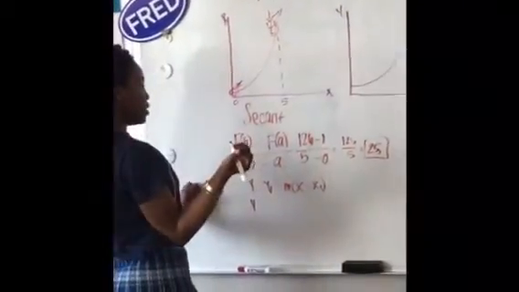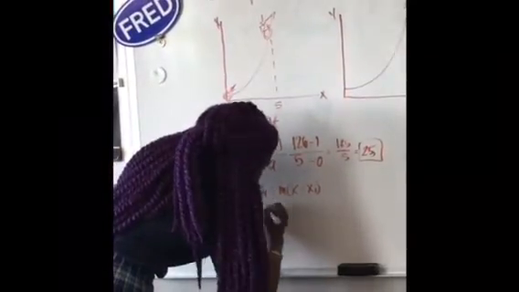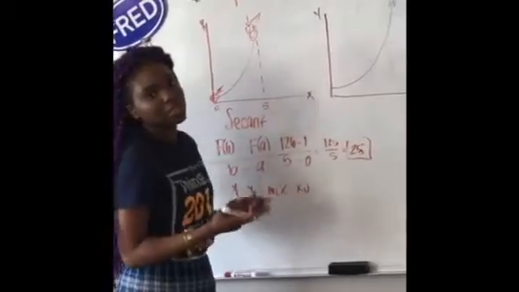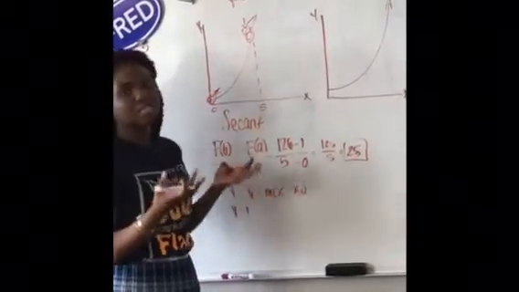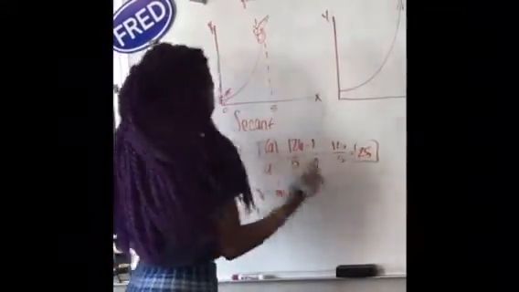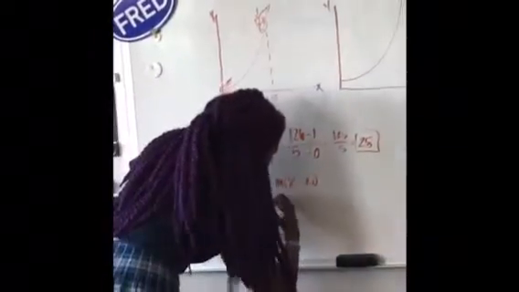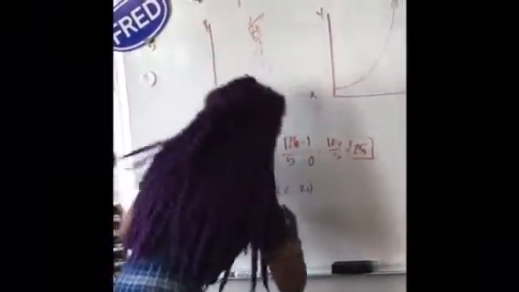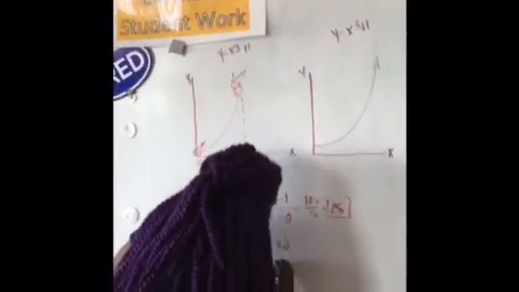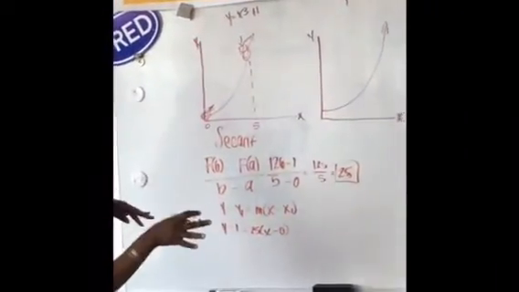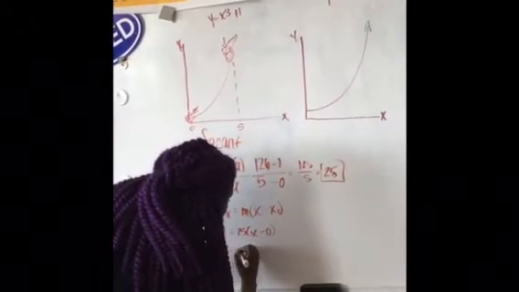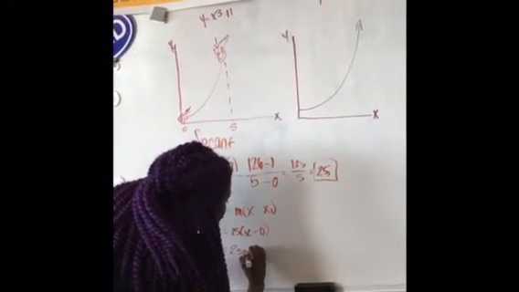So y1 is going to be 1 and m is 25. And x1 is 0. Now let's do some mental math. What I got was y equals 25x plus 1.